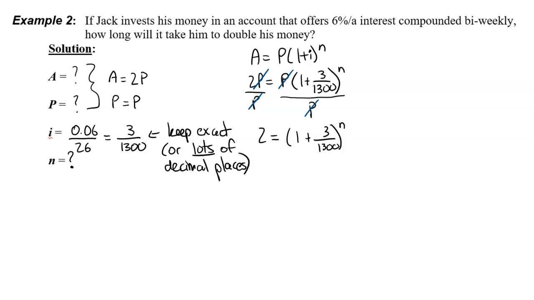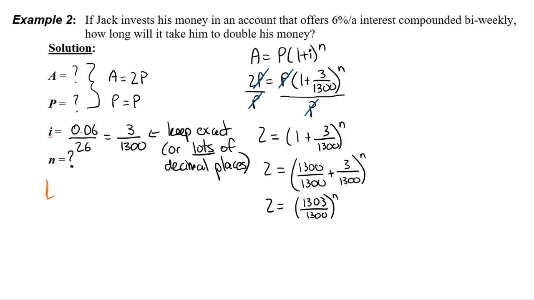What I now need to do is add the terms in the brackets, because I always do the brackets first. I can use a common denominator by making 1 into 1,300 over 1,300, and add that to 3 over 1,300, and I get that to the power of n. I add the numerators together, getting 1,303 over 1,300, all to the power of n.